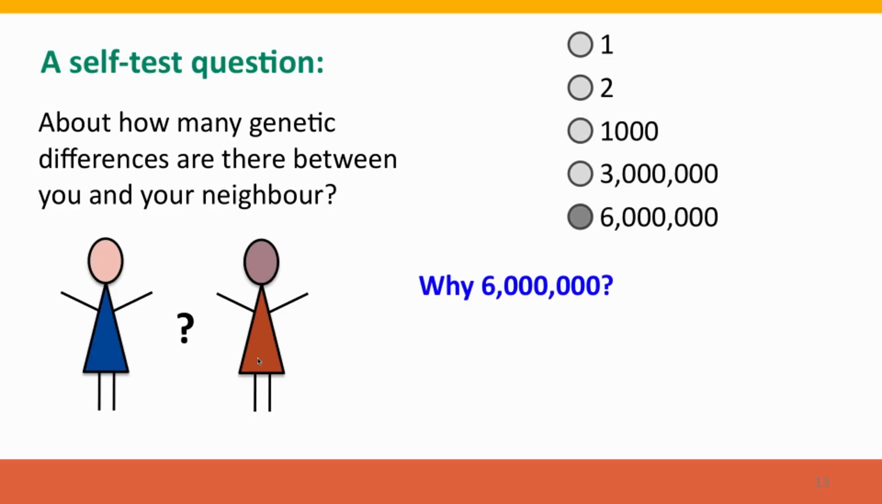I hope you got that right. The right answer is there's 6 million differences, a lot of differences between you and your neighbor, between each of us and each other one of us. Where did this number come from?